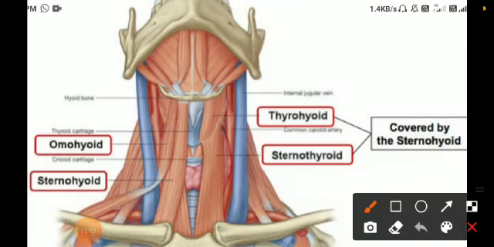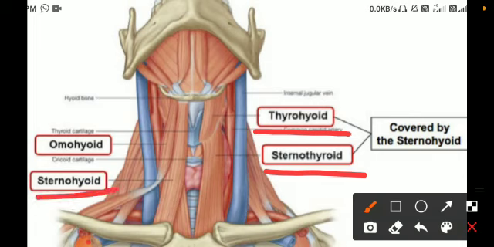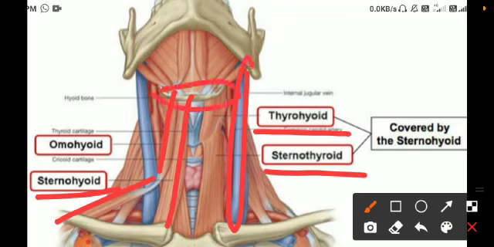Let's talk about what the infrahyoid muscles are. Thyrohyoid, sternothyroid, covered by the sternohyoid. This is the sternohyoid. Omohyoid, anterior and posterior surface. You can see the internal jugular vein here. Hyoid bone, thyroid cartilage, and the cricoid cartilage there.